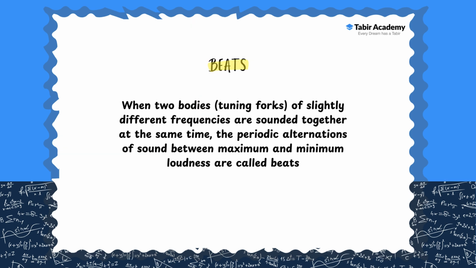Now, moving on to beats. So basically, when two bodies with slightly different frequencies, for example tuning forks, are sounded together at the same time, their periodic alterations of sound between the maximum and minimum loudness are called beats. In this case, the rate of beats is the difference between the two frequencies.